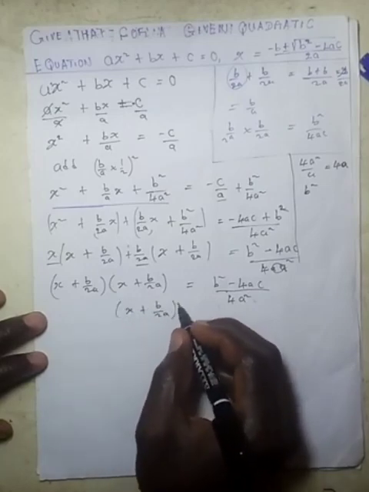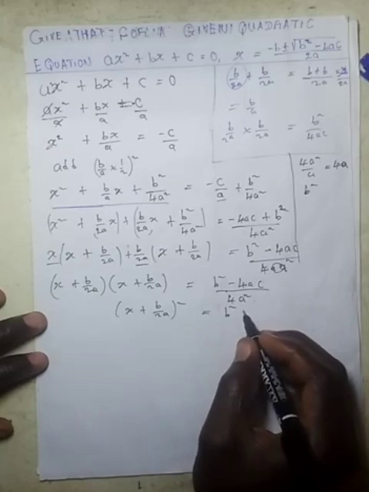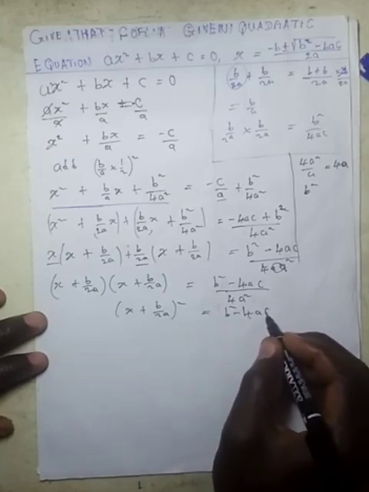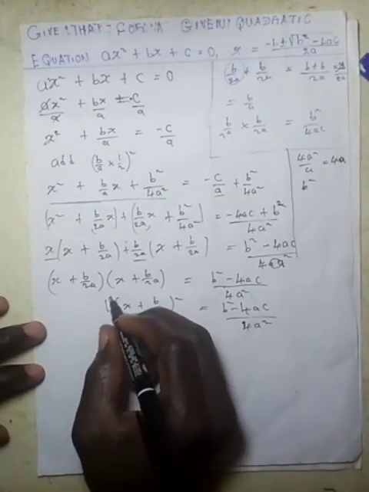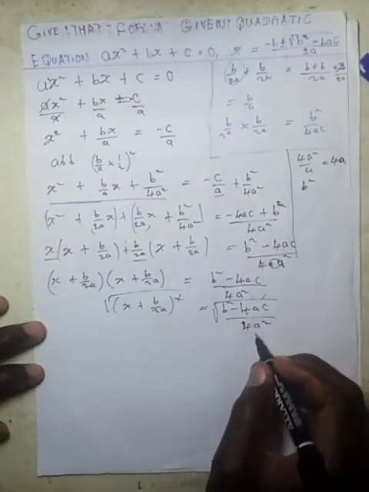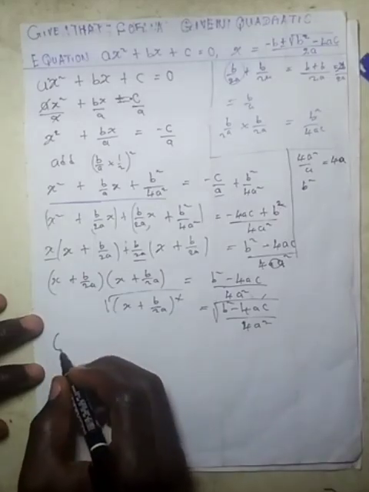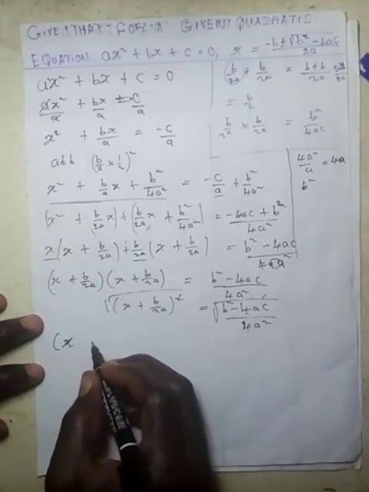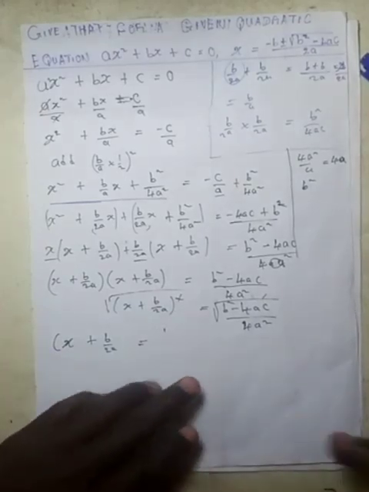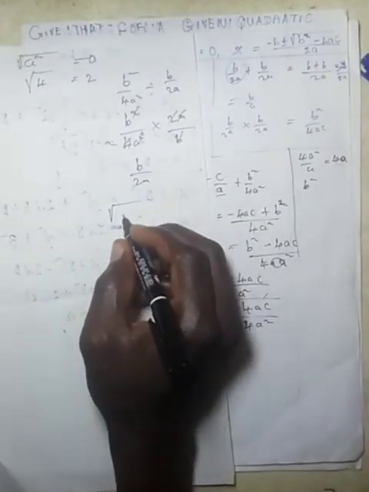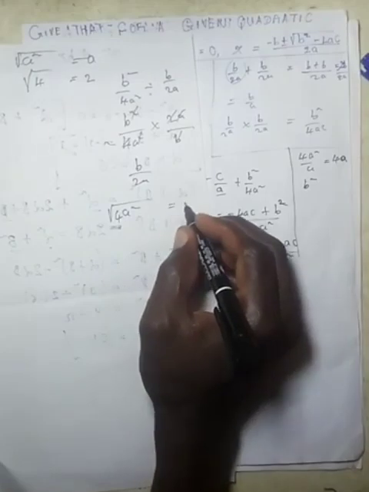B over what? 2a all squared is equal to what? B square minus 4ac over what? 4a square. Now let's take the square root of both sides. You are left with x plus what? B over 2a will be equal to. Now this square root is affecting everything here, but we can take the square root of 4a square. Square root of 4a square is equal to what? Square root of 4 is 2. Square root of a square is a. You understand?